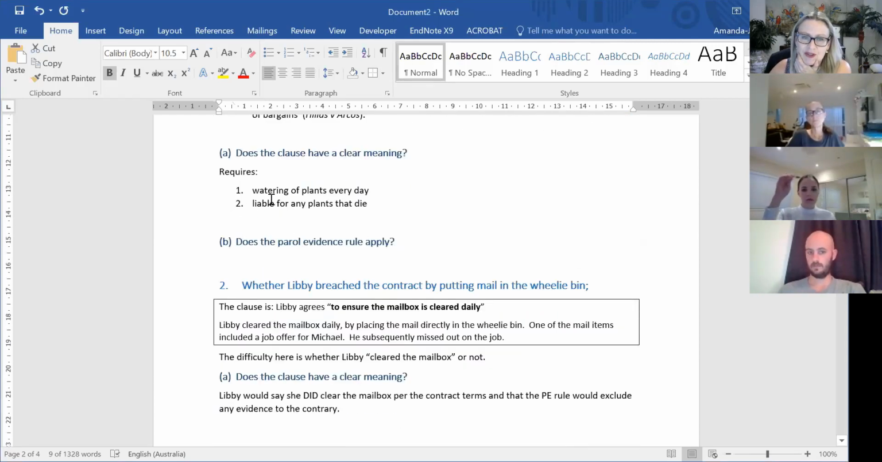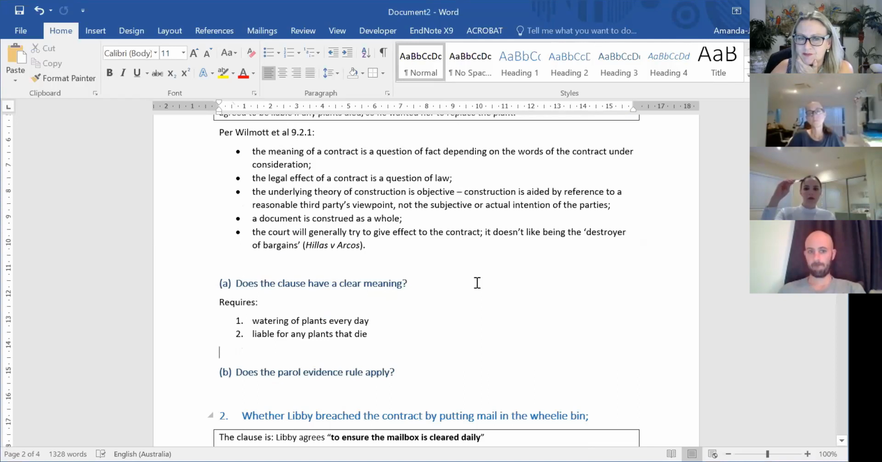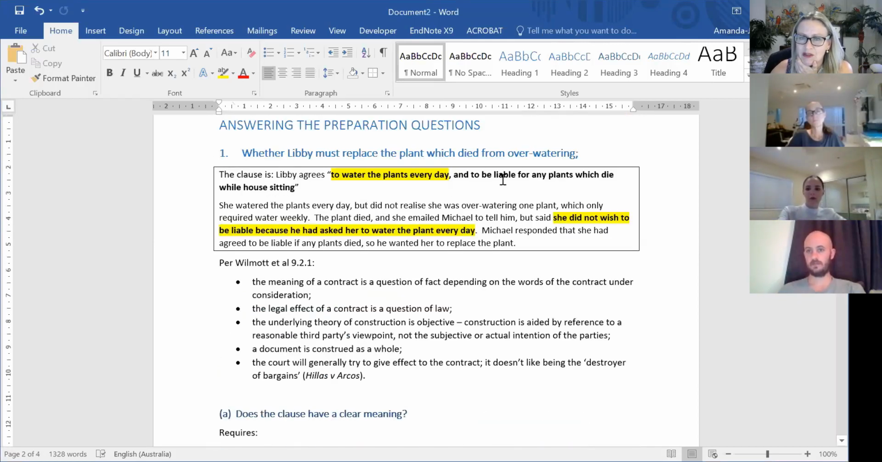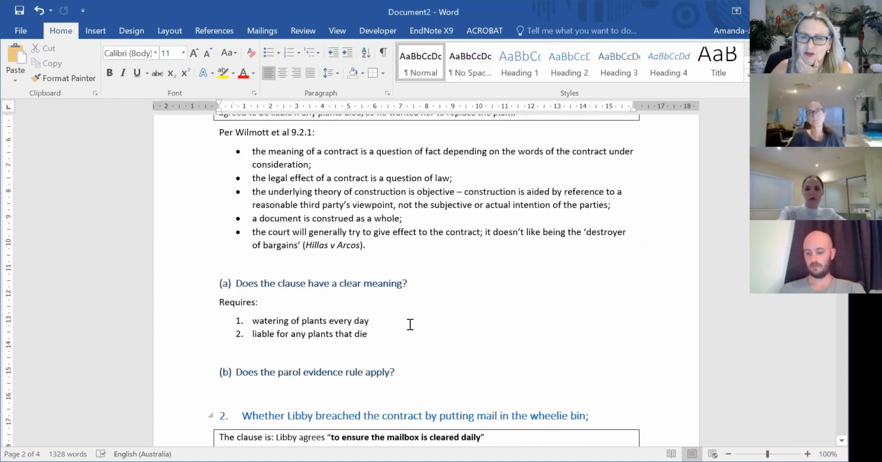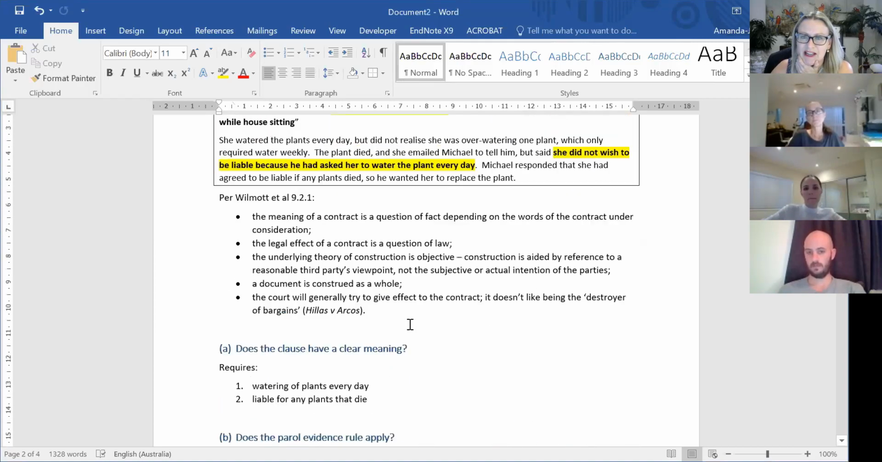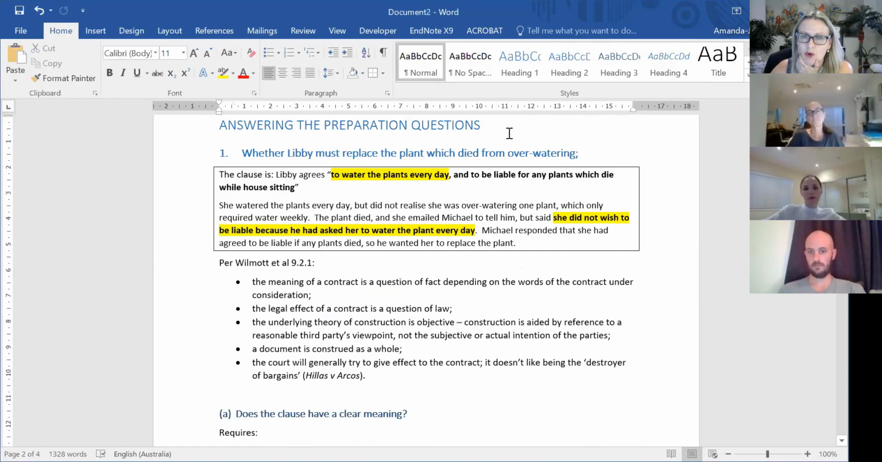Okay, so we have these two separate obligations that are required. The difficulty is that Libby's, it may have been subjectively intended that she would only be liable for plants that die if she hadn't met that first obligation. But what do you think the clause actually, on its plain reading, would say to you? Water the plants every day, and you're liable for any plants that die while you're there.